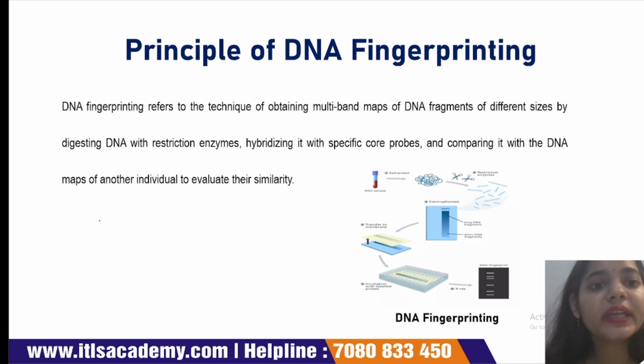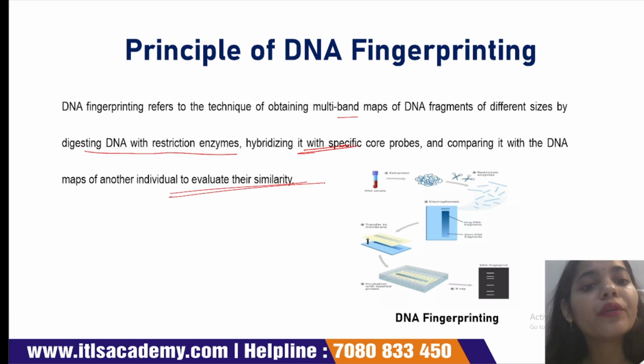Now we understand the principle of DNA fingerprinting. This refers to a technique to obtain multiple bands of DNA of different sizes by digestion of DNA with restriction enzymes, hybridizing it with a specific probe, and comparing it with the DNA of another individual to evaluate the similarity. First we isolate the DNA, then fragment the DNA, then separate the DNA, then hybridization, then autoradiography, and finally we obtain our result.